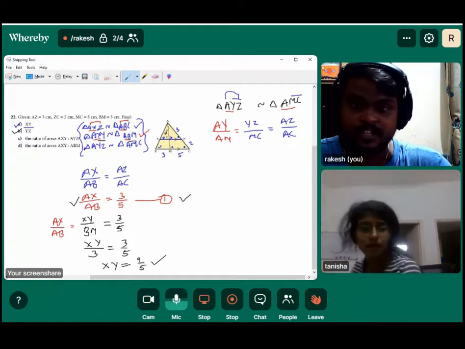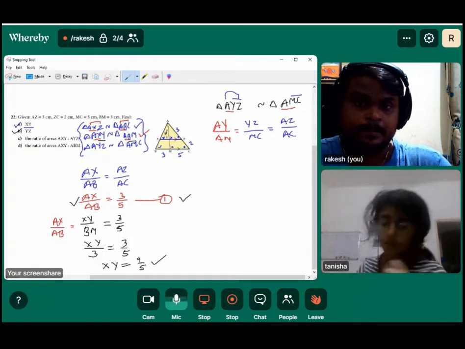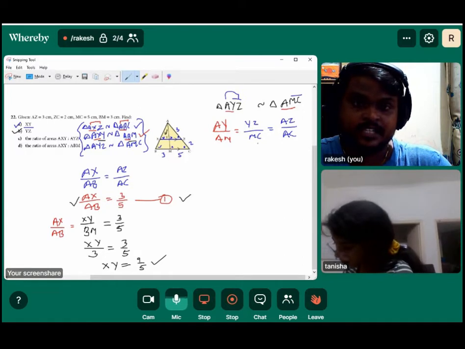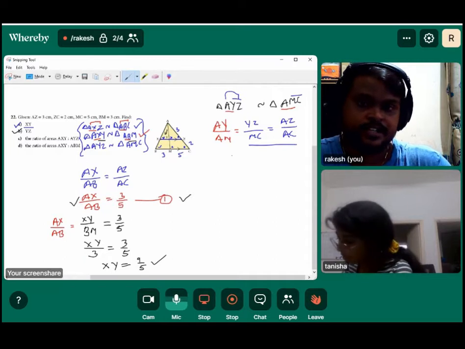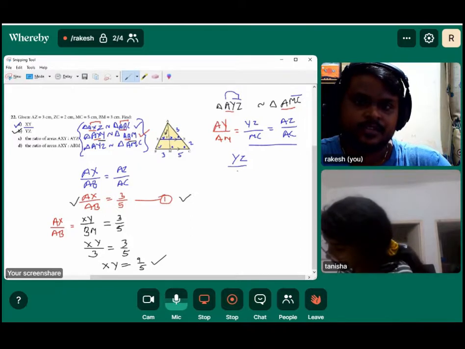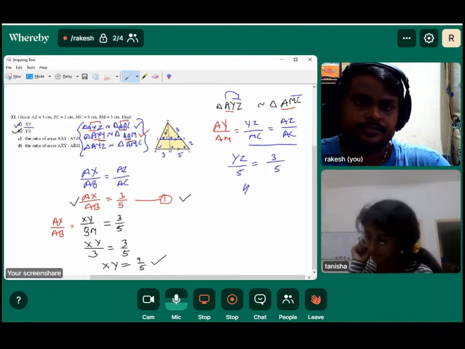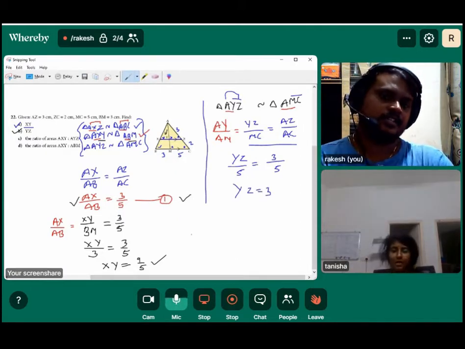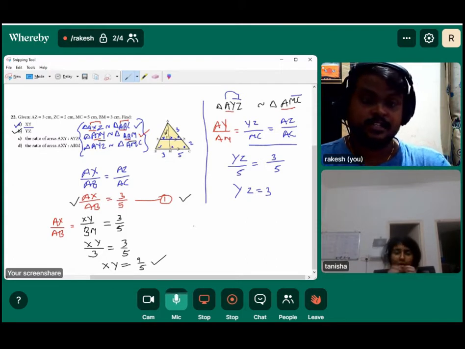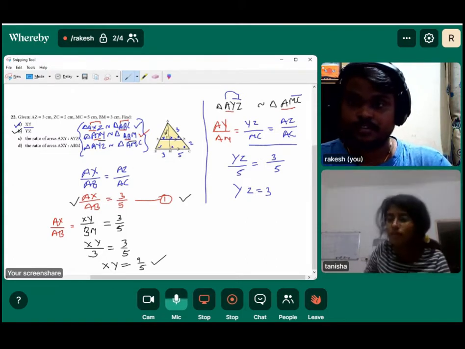We have to find YZ here. MC is given, AZ is given, so we'll use this ratio to figure out the value of YZ. YZ upon MC is 5, equal to AZ upon AC, which is 5. MC is 3, so YZ is 3. Do you understand how to write the similar triangles and the ratio of their sides? Okay. Now try solving part C.